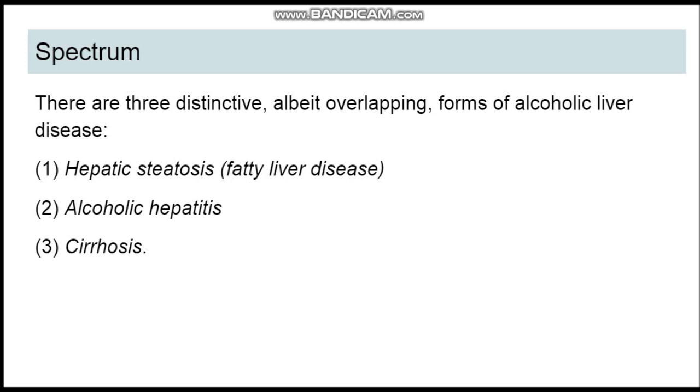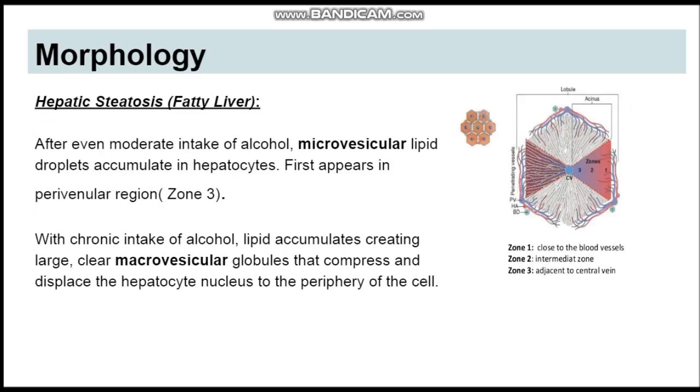Now going to the spectrum of alcoholic liver disease. The three major disorders which take place in alcoholic liver disease are firstly hepatic steatosis, that is the fatty liver disease, then alcoholic hepatitis, that is the inflammation of the liver itself, and then the cirrhosis. Okay, firstly we will discuss the morphology of the various spectrum, then we'll go to the pathophysiology. Going firstly to the morphology of fatty liver.